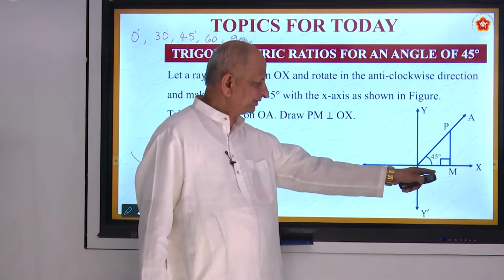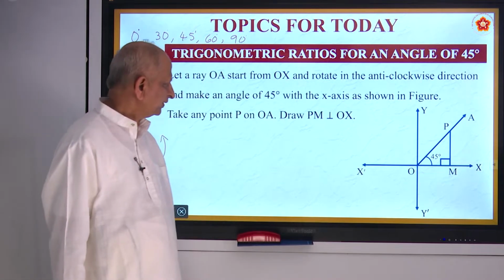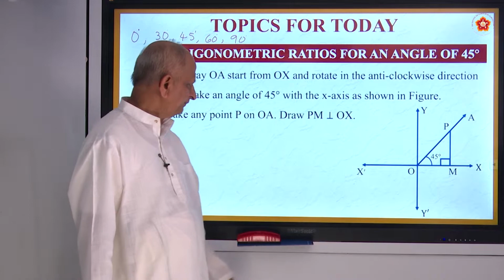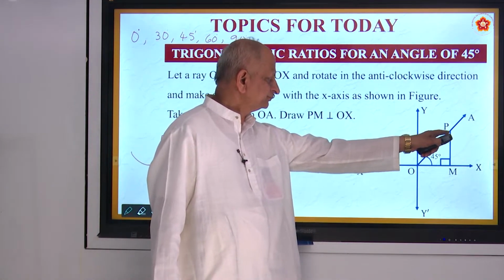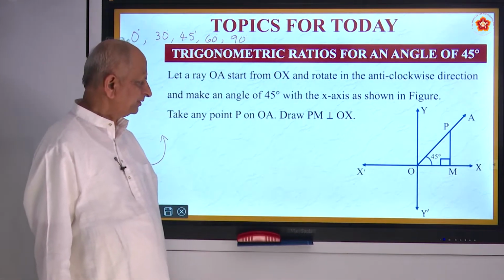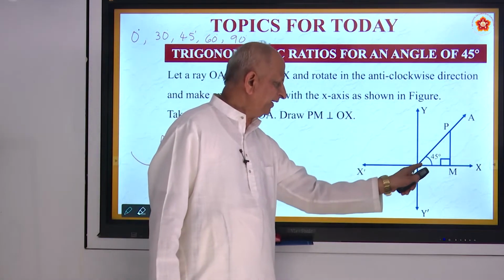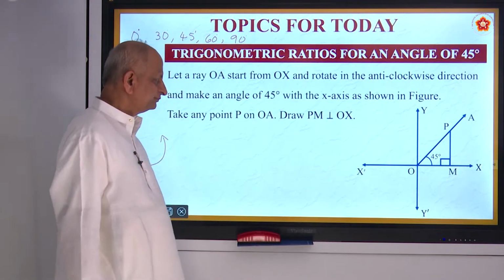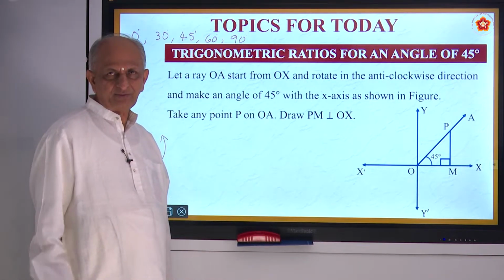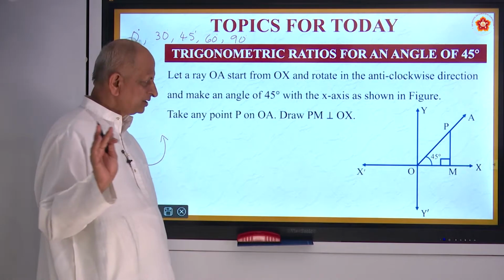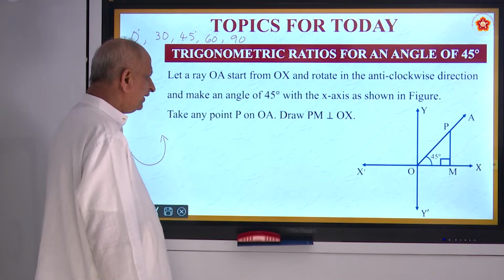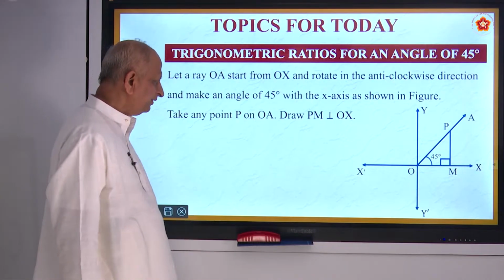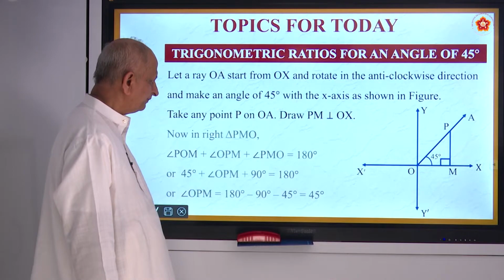So this OX comes to this OA here, making 45 degrees with the x-axis. Take any point P on OA. So that is a point called P. Draw PM perpendicular to OX. Okay. Now what we have done, we have got a right angle triangle. And now you have to find out the different ratios like sine, cos and all for this right angle triangle.